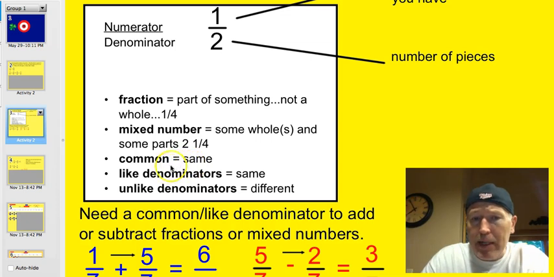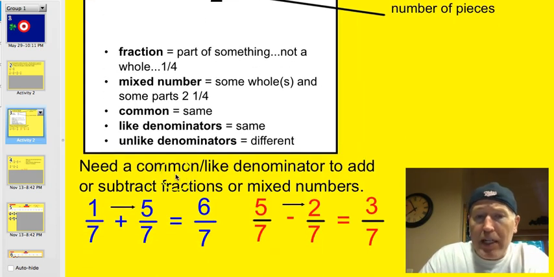The words common and like really mean the same thing. A common denominator means the same denominator, or a like denominator. Unlike denominators mean denominators that are different. What's the bottom line? You need to have a common or like denominator to add or subtract fractions or mixed numbers. Tonight we're going to be working solely with fractions that have like denominators. The catch is we're going to throw some negative numbers in there. That's where it's going to make it a little more challenging.